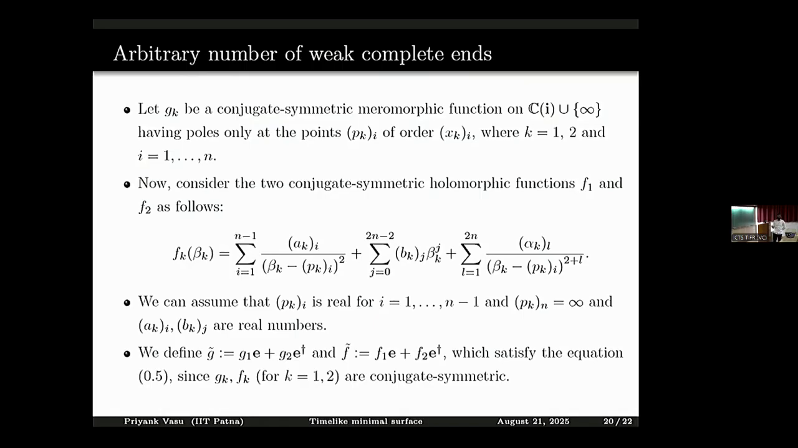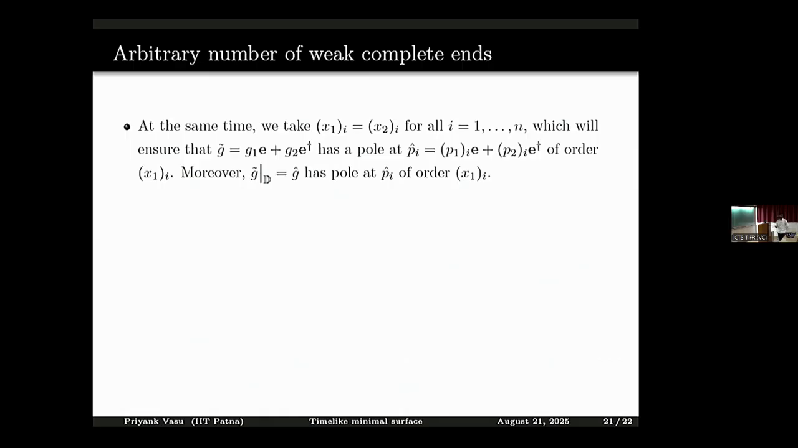Then we are ready to define G tilde and F tilde in such a way that they satisfy equation 0.5, because our G_k and F_k are conjugate symmetric. Now, because G1 and G2 are meromorphic and have poles at x_i, their poles should be of the same order. If they have poles of different orders, then the pole in the bicomplex number will behave a little bit radically. So, because we are choosing the Weierstrass data, we will make those poles equal. That means we can now ensure the restriction has a pole of order x_i.